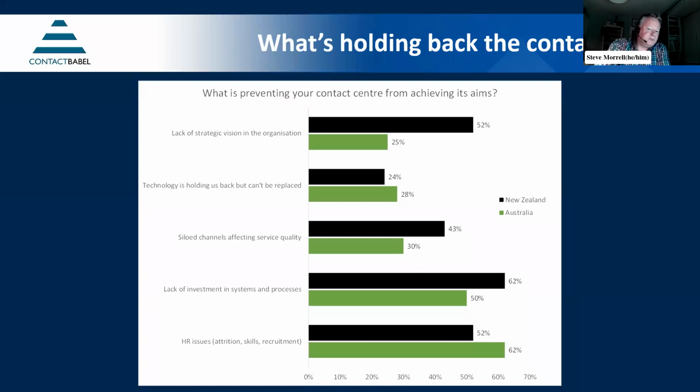And the New Zealand respondents are also quite scathing about the lack of strategic vision shown by their senior management. This suggests that the contact centres don't feel that they're seen as the strategic asset that in fact they deserve to be seen as. So that's something that senior management might want to take a look at.